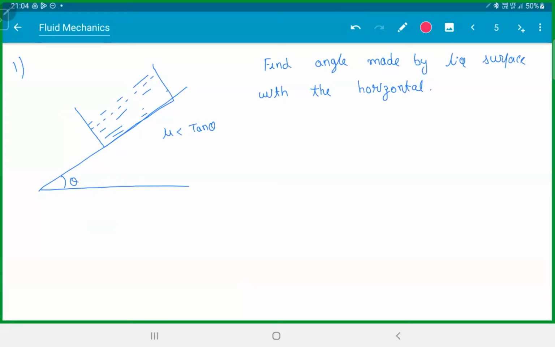Rhythm, come on. Anyone confused with the question, please ask me.